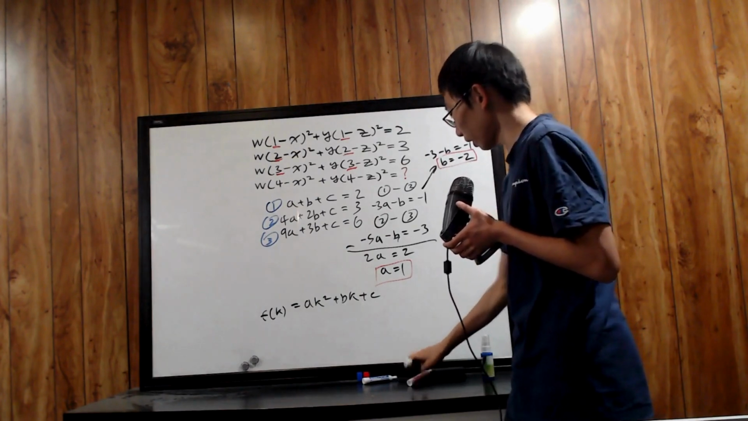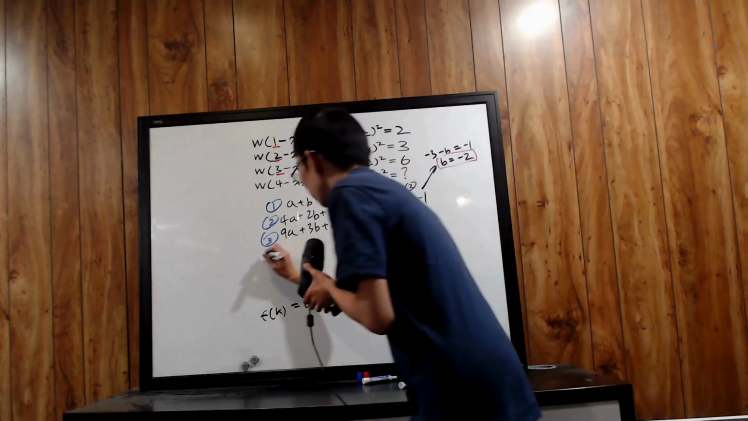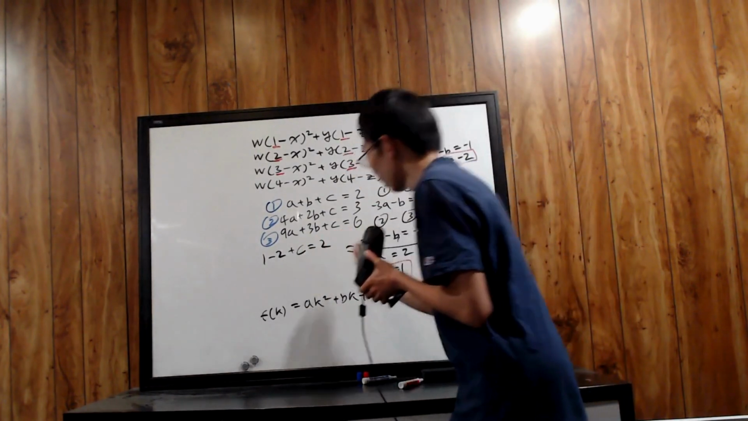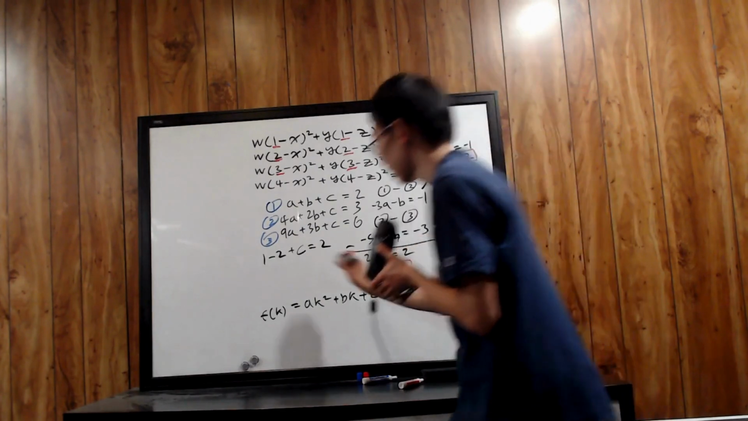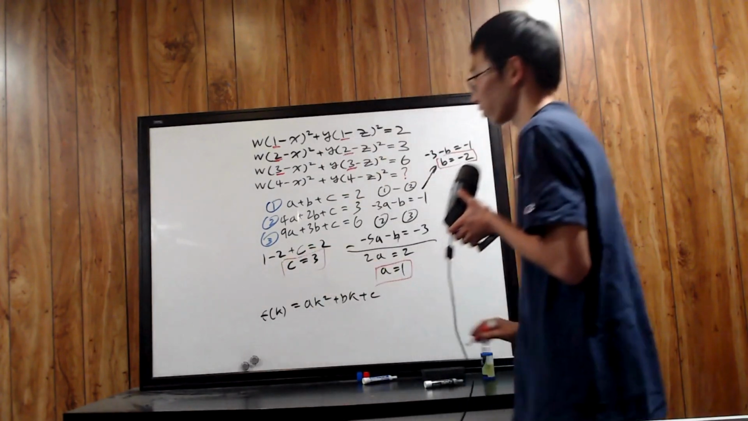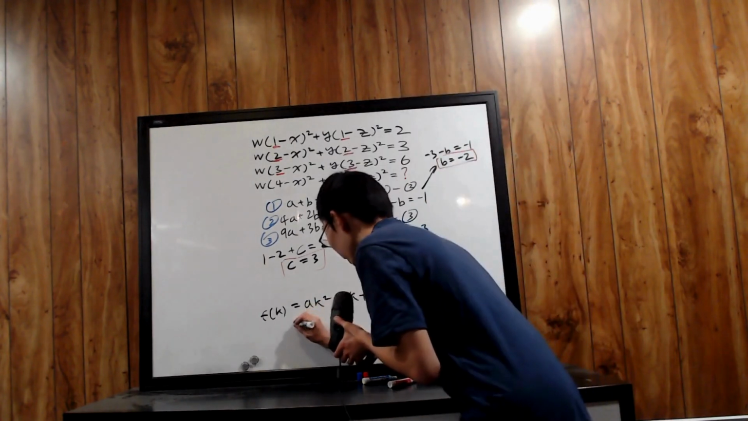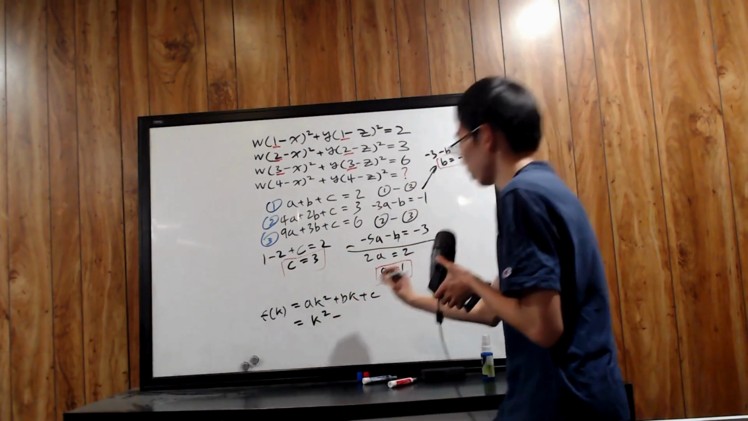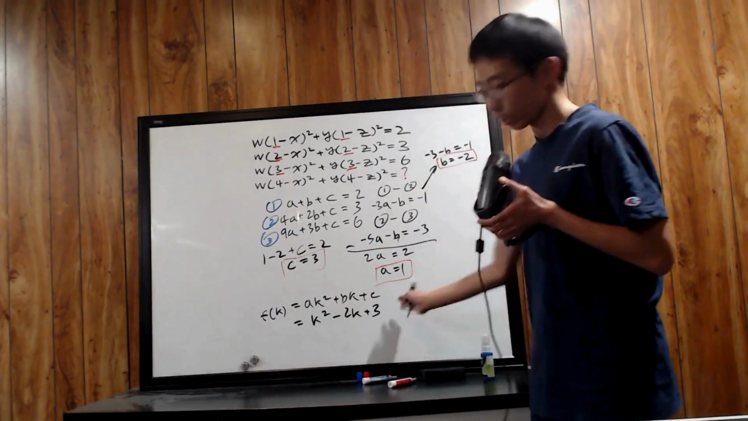Finally, we know what a is, we know what b is, we can get c. If we plug them in, a is 1 and b is negative 2. Here we have plus c, this is equal to 2. If you were to actually solve this, you would get c is equal to 3. And now we got all three variables, a, b, and c. Let's go ahead and plug this in. f of k is just equal to k squared minus 2k plus 3. And that's our quadratic.